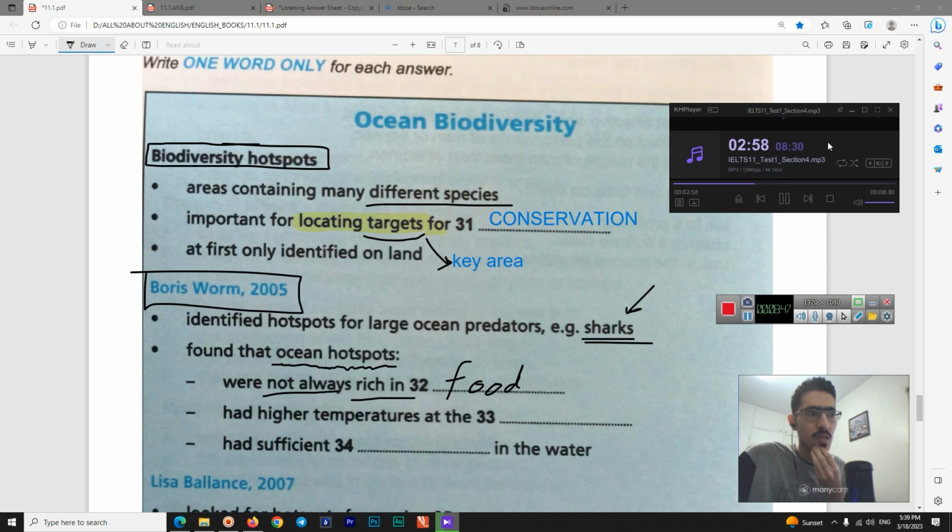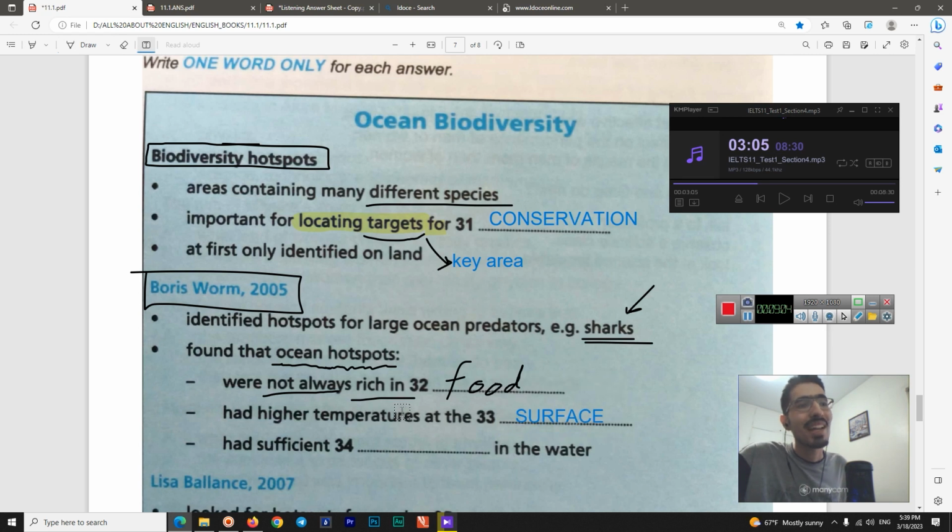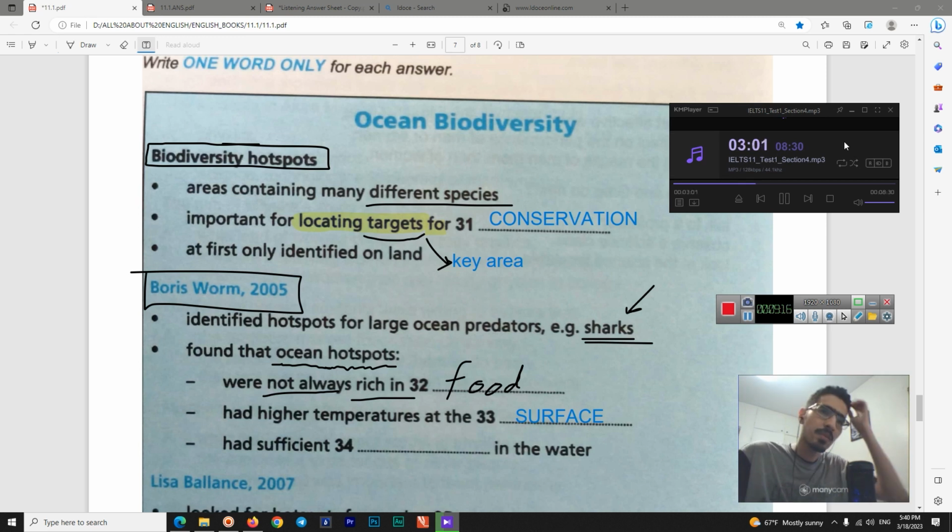But what he did find was that in all cases, the water at the surface of the ocean had relatively high temperatures. So here the answer is surface. Be careful, surface is mentioned before high temperature. Listen again, you want to get used to these IELTS techniques. Badly off in that regard. But what he did find was that in all cases, the water at the surface of the ocean had relatively high temperatures. What does surface mean?